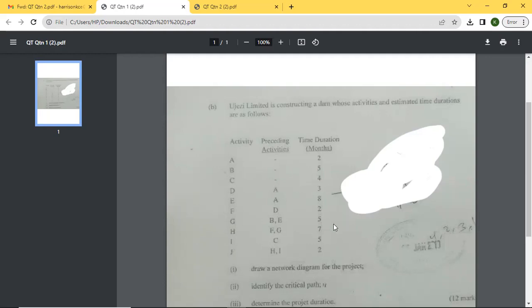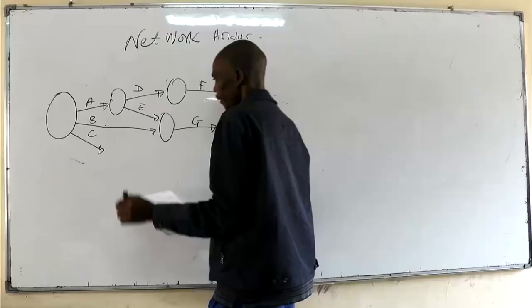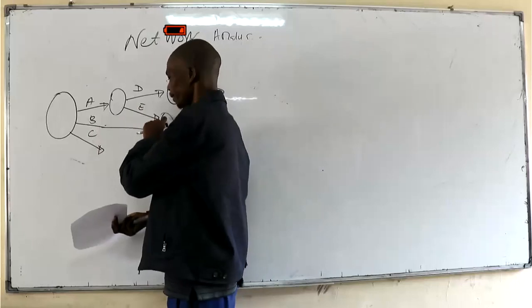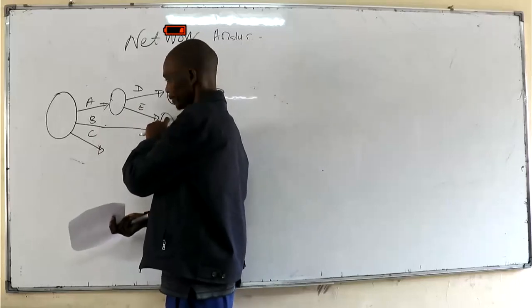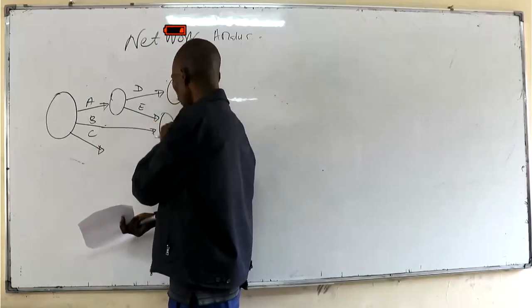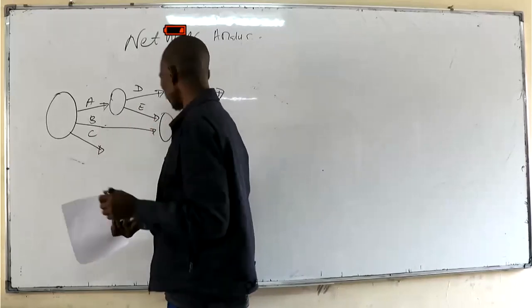Then you've been told that for G to start, B and D must end. So you'll be forced to be adjusting your working. So B and E are ending for us to start G. B and E are sharing the same head event, so they are ending at the same time. So they must end for us to be able to start G.